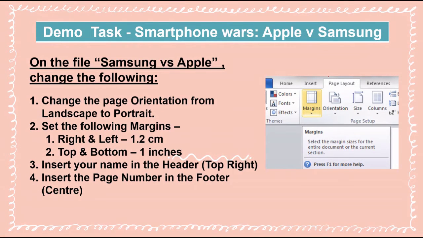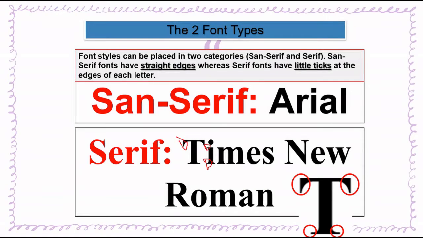Let's move on now that we are done with the demo task. The next thing we are studying is the 2 font types in Word or any Word application. The 2 font types we have available are called serif and sans serif. Serif are those fonts which have little ticks at the end of each letter. So for example, you can see these little tick marks, these tick marks. This means it's a serif font.